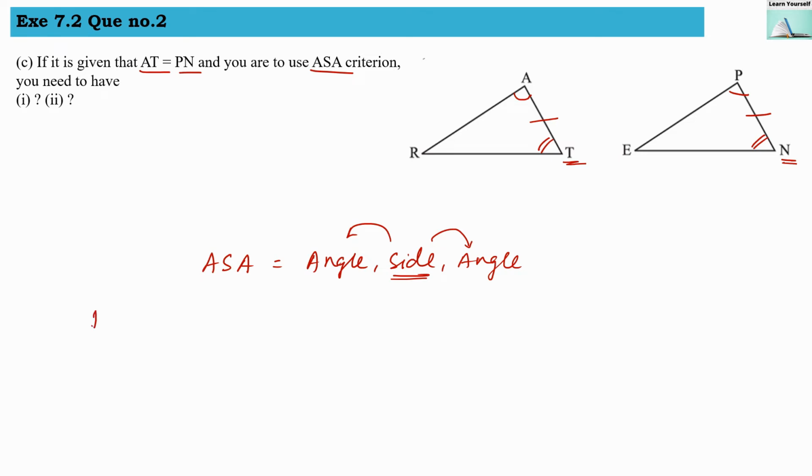So the first thing we need here is angle A has to be equal to angle P, and the second thing, angle T has to be equal to angle N. Already one side is equal and we require two more angles to follow this criteria, that is angle side angle. So on either side of this side, that side has to be sandwiched between two angles. So those angles are angle A and angle T for this triangle. Now the corresponding angles: angle A and angle P have to be equal, and angle T and angle N have to be equal.